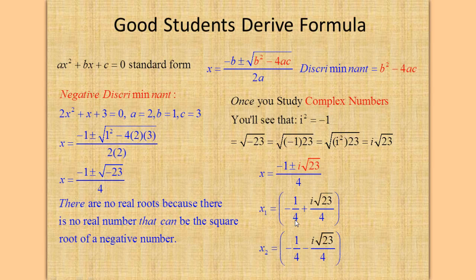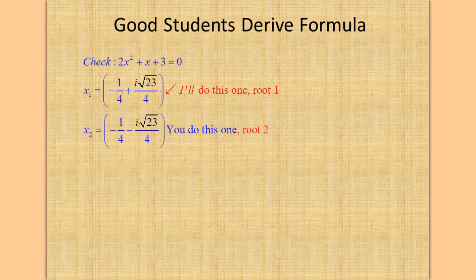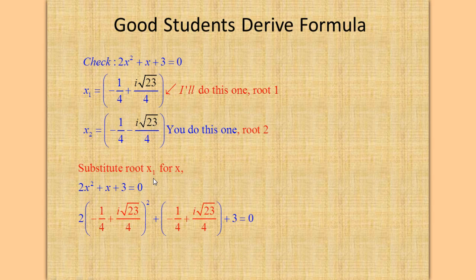If we take either one of these solutions and plug it back into 2x squared plus x plus 3, we'll see that it's a solution to the equation. I'm going to do this one, root 1, and plug that in and show you how it works. If you want to see how the second root works, you come out with the same answer. So substitute root x1 for x. Everywhere in your equation, you substitute root 1 into x.